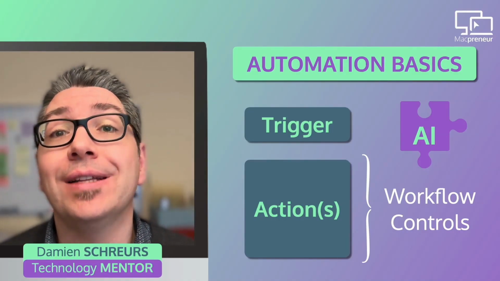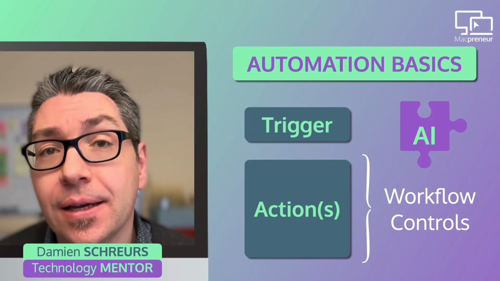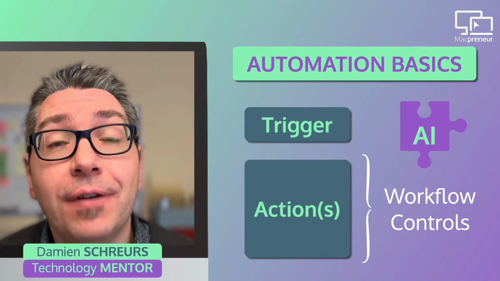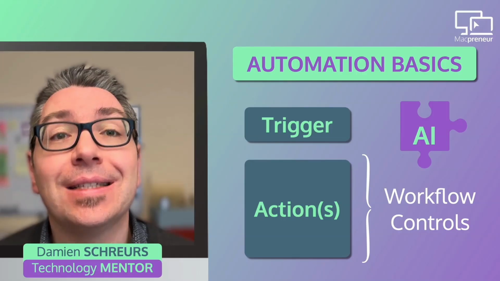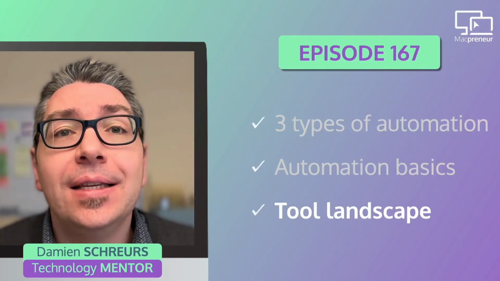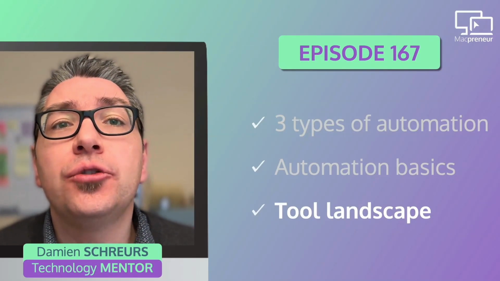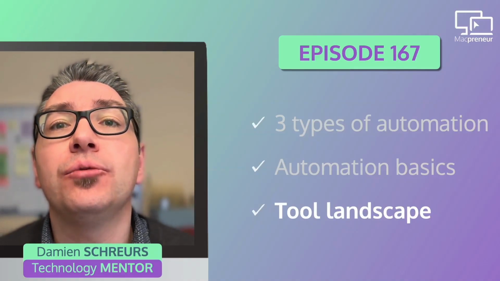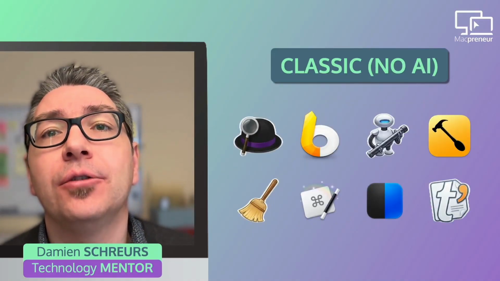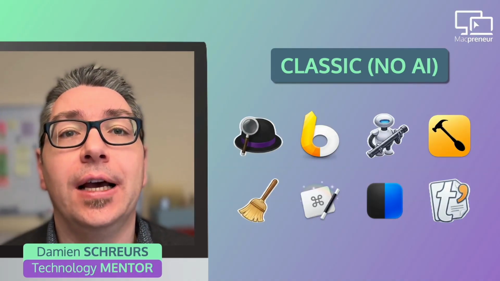So yes, one step could be to summarize text, but also a large language model can be used to evaluate a condition and then decide what to do next. At this point, you might be wondering about which tool has AI built in and which ones don't. So let's start with classic Mac automation tools that don't have AI built in.